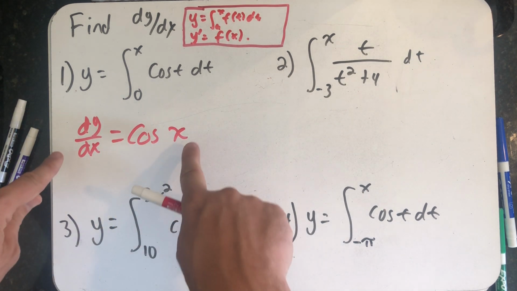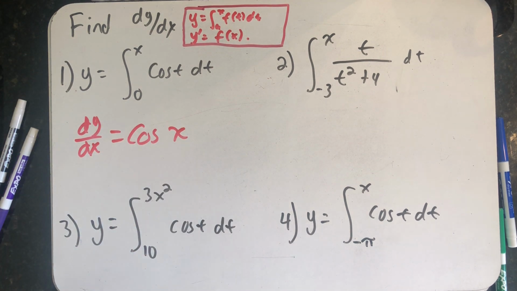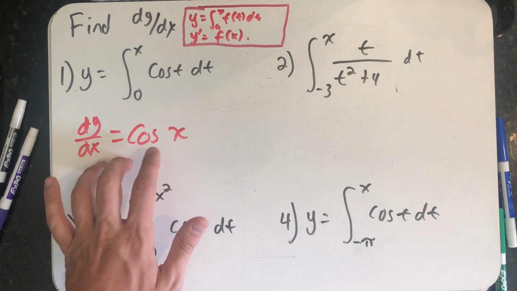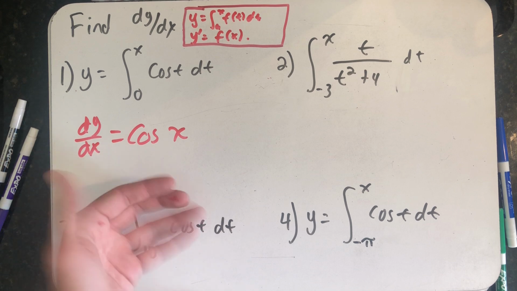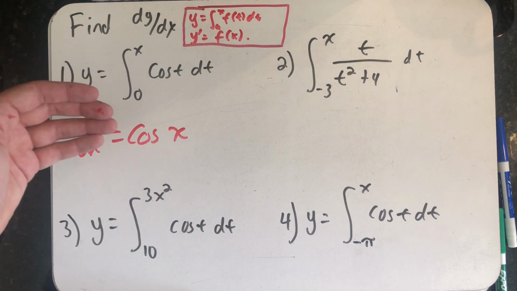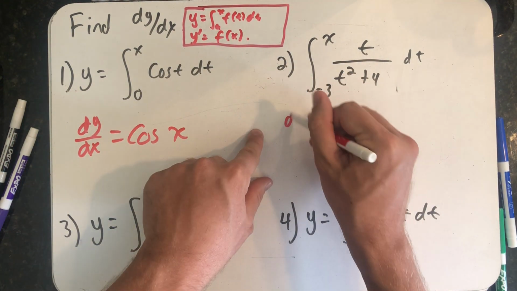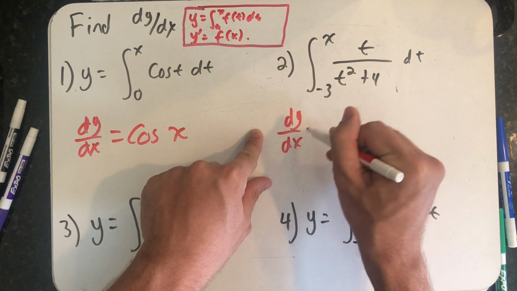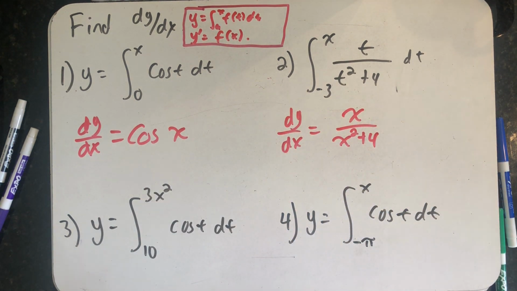Another way to read this is that if I started with this function, this one is its antiderivative, and that's really what the fundamental theorem of calculus part 1 is telling us, that this equation, if I started with y equals cosine x, would have an antiderivative of the integral from 0 to x cosine of t dt. Moving right along, dy dx in this next example is x over x squared plus 4.